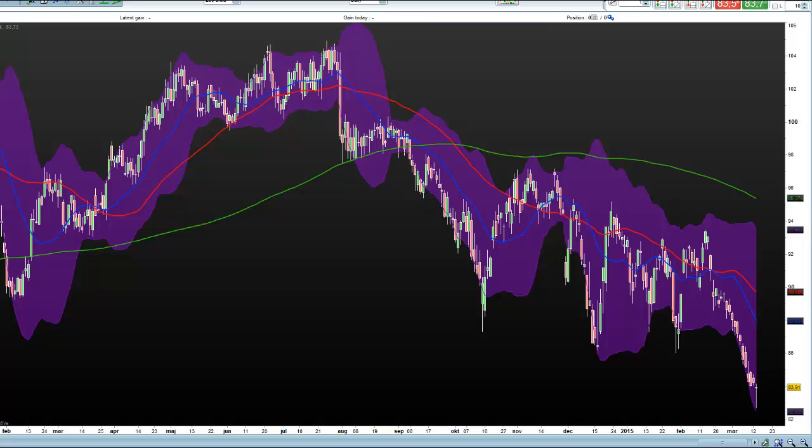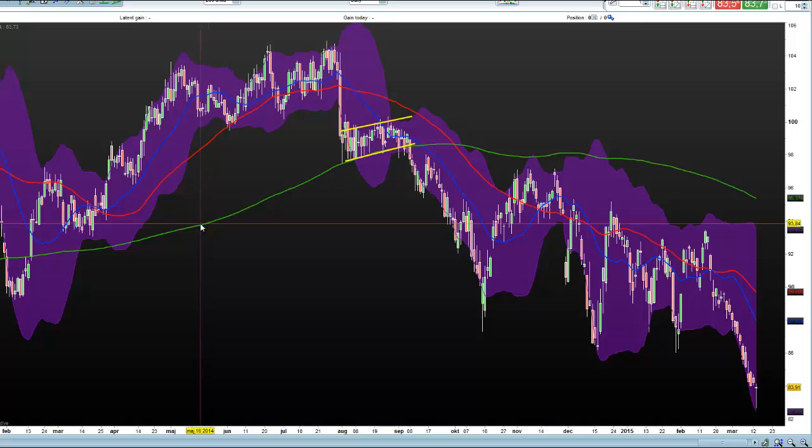But what is consolidation? Consolidation is when the price of a stock is hovering around the same area over a period of time. So let's say this area. Here it's trading in a range of $1.50-ish over a month's time, and that's a pretty tight range.